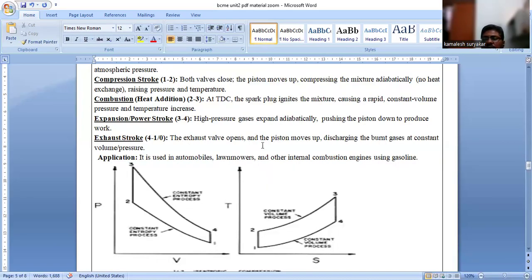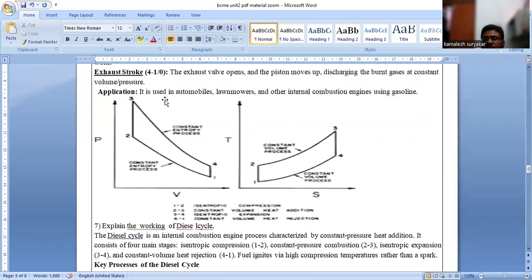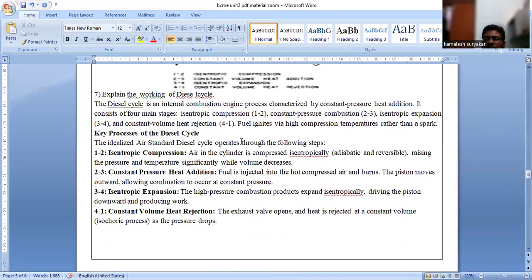So in the exhaust portion, the valves open and the piston moves up again. The valves are again moving up in order to take the next charge. Where this is applied: it is usually applied in automobiles, lawn mowers, and other internal combustion engines. Completing the diagram, I am going to take the seventh question, which is: explain the working of diesel engines.